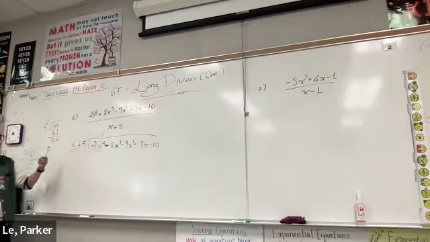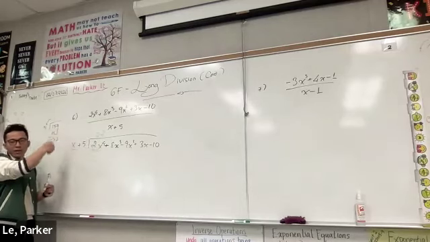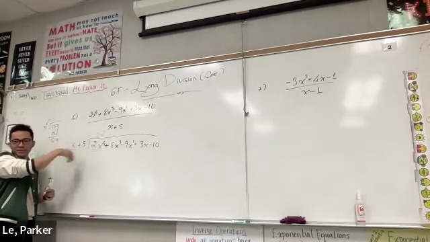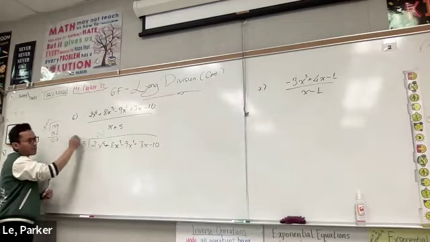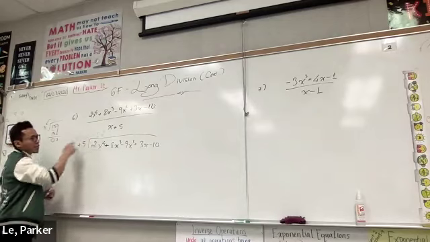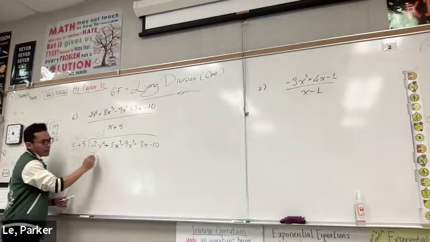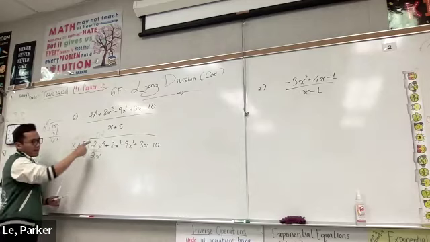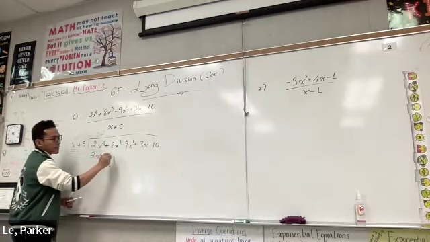2x cubed, you multiply back. The only difference is you need to multiply the whole thing. What's the name? The whole divisor. This is the divisor. Multiply back the whole thing. 2x cubed times x. They all will be the same. For the first term, the first one will be the same. And then 2x cubed multiplied by 5 is 10x cubed.